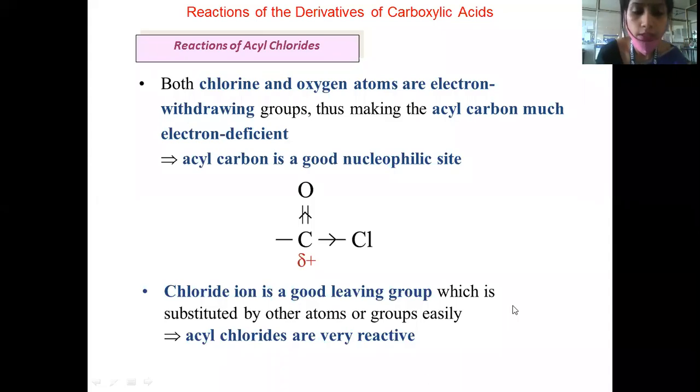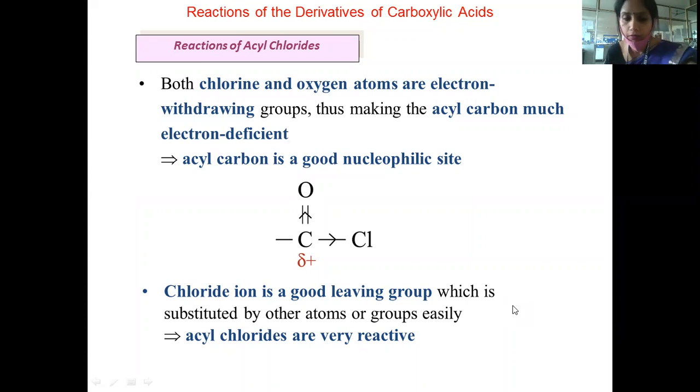Hello students. So today we will take up the third part of the carboxylic acids chapter, and this will also have some part from the derivatives, that is ethers and epoxides. So let's start with the topic. Today we will study first about the reactions of derivatives of carboxylic acids.